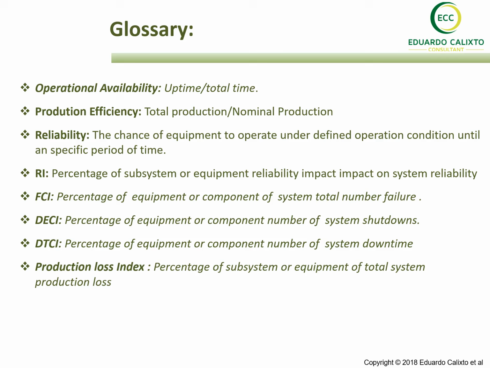We have the failure critical index, the percentage of an equipment or component in the system's total number of failures. We have the downtime event critical index, the percentage of an equipment or component in the number of system shutdowns. The downtime critical index, the percentage of equipment or components in the system downtime, and we have production loss. That's the one I will present here.